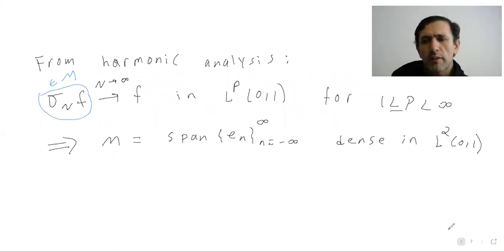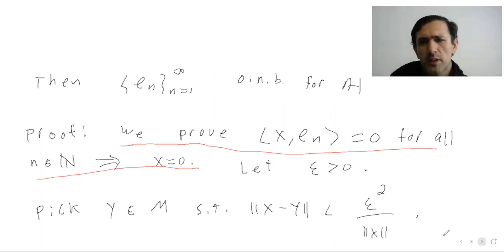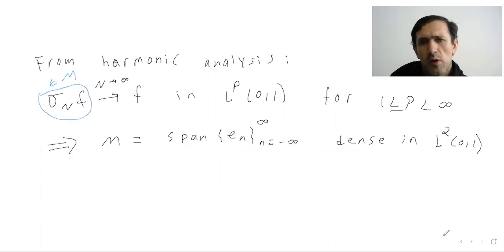So, like I said, this proposition here is basically tailor-made for Fourier series. So this is dense. That means this is an orthonormal basis, by the proposition we just proved.